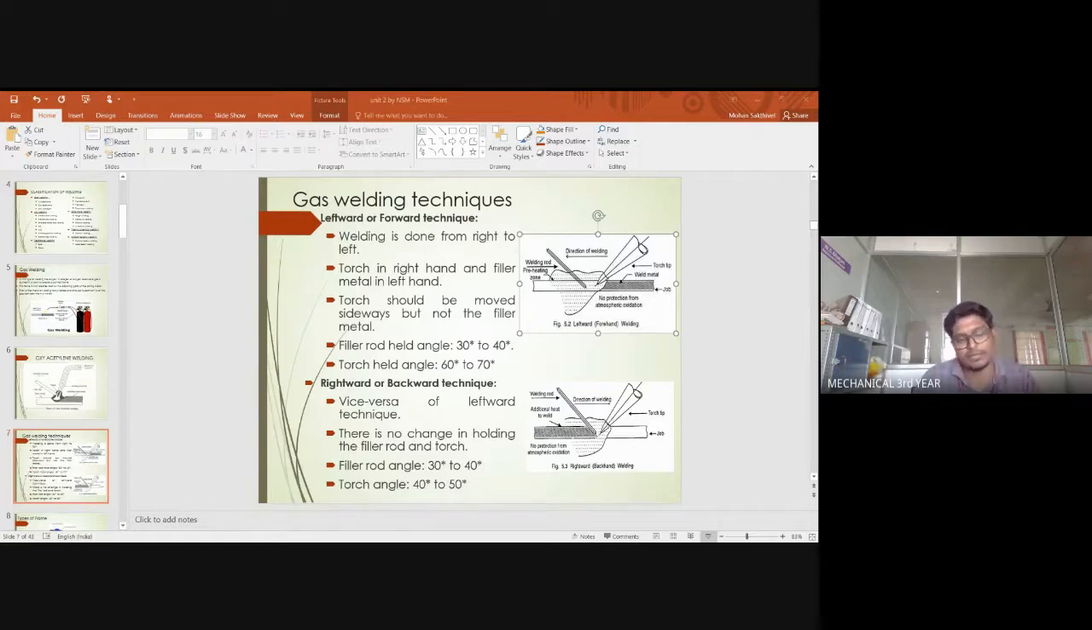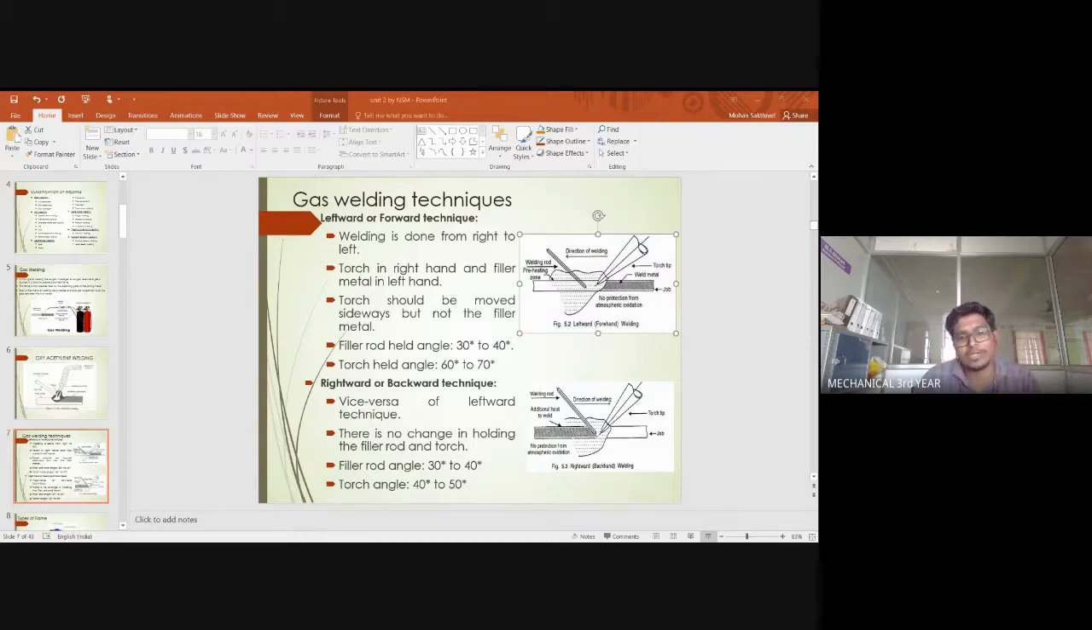Let us see what they have said in the rightward or backward technique. It's just the vice versa of your leftward technique. The direction of movement there is from right to left, so here it is from left to right. There is no change in holding the filler rod and torch, which means that the torch is held in the right hand. The same thing is happening here.